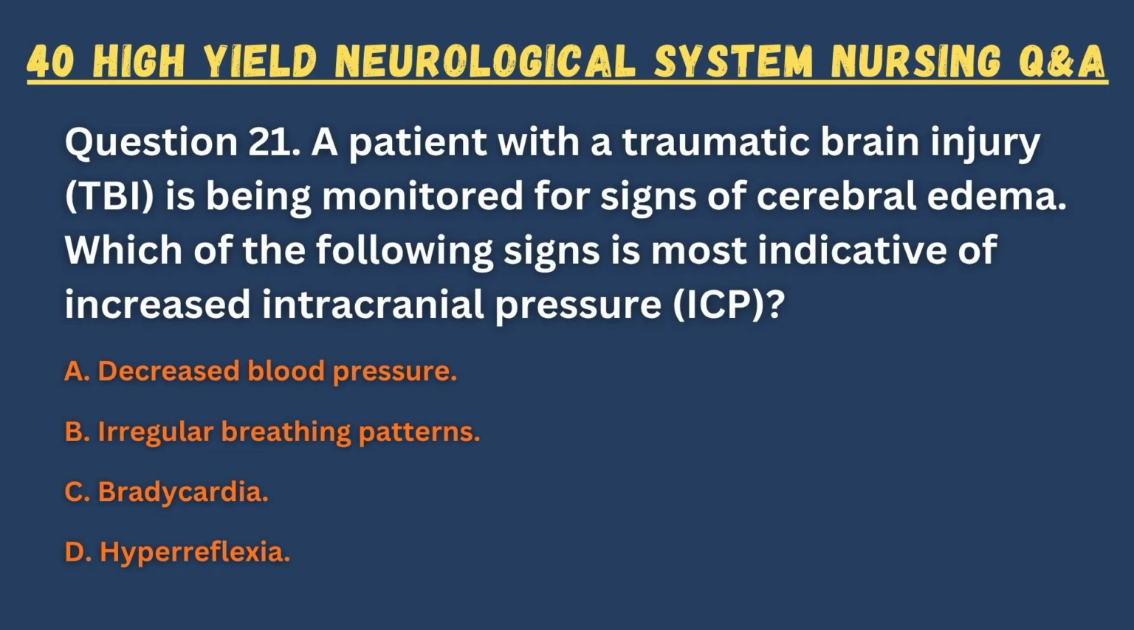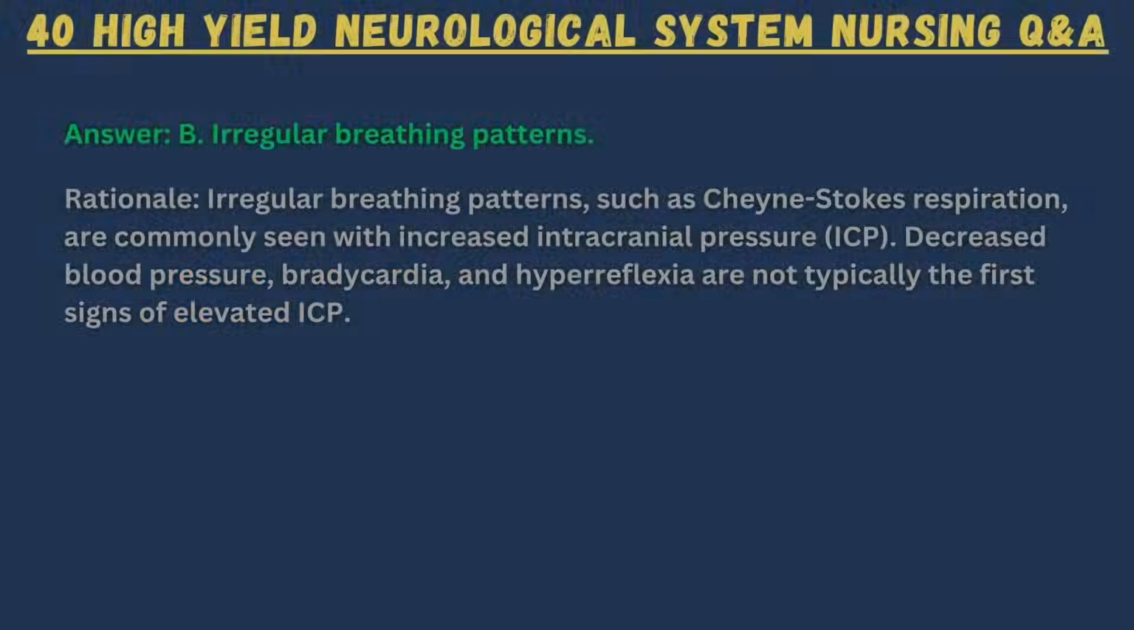Question 21. A patient with a traumatic brain injury, TBI, is being monitored for signs of cerebral edema. Which of the following signs is most indicative of increased intracranial pressure, ICP? A. Decreased blood pressure. B. Irregular breathing patterns. C. Bradycardia. D. Hyperreflexia. Answer. B. Irregular breathing patterns. Rationale. Irregular breathing patterns, such as Cheyne-Stokes respiration, are commonly seen with increased intracranial pressure, ICP. Decreased blood pressure, bradycardia, and hyperreflexia are not typically the first signs of elevated ICP.